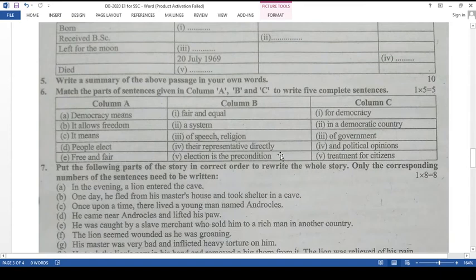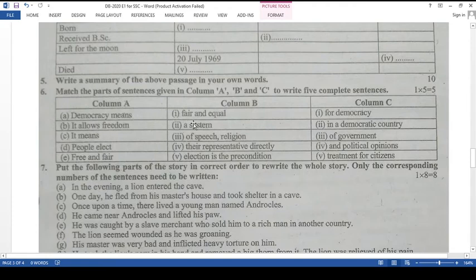They are representative directly. Election is the precondition for democracy in a democratic country of government and political opinions treatment for citizens. So here the noun is democracy and the pronoun is it. So what you take with democracy can be replaced by it. So the sentence A can be replaced by sentence C.